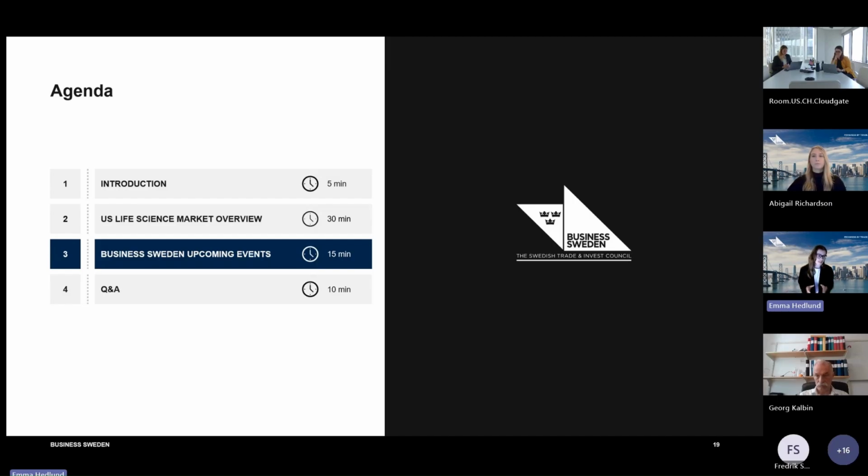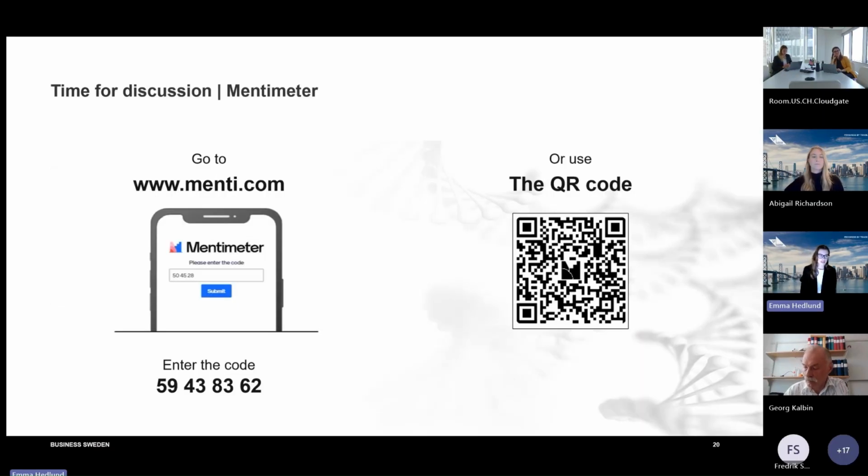In order for us to make this event as valuable and fruitful as possible for Swedish companies, we would really appreciate a couple of minutes of your time now to gather your input on these events. We have prepared a short Menti for you with a couple of questions. Either you can go to menti.com and enter the code you see here on the left, or you can scan the QR code here with your phone, and you should be directed to the questions. So either go to menti.com and add the code here, or just scan the QR code.